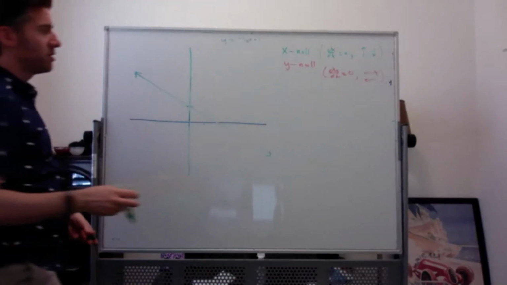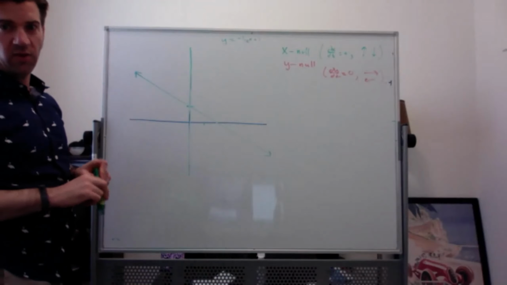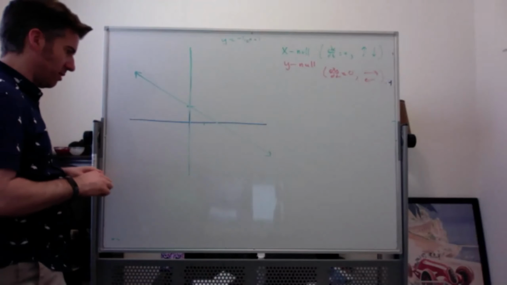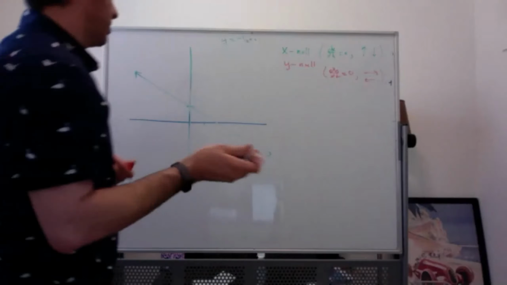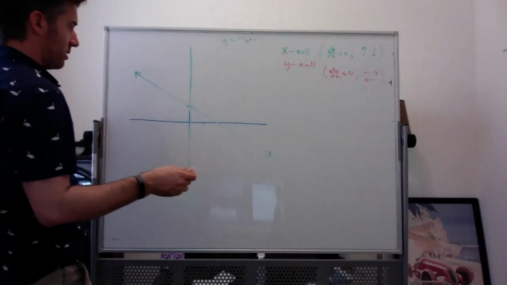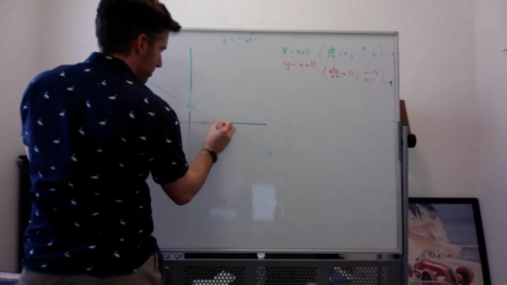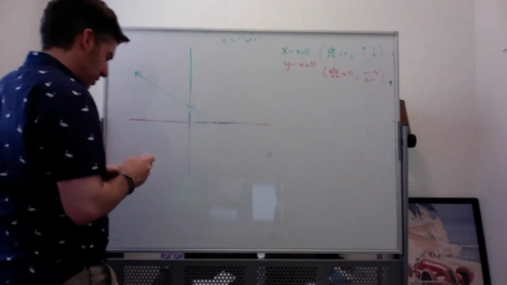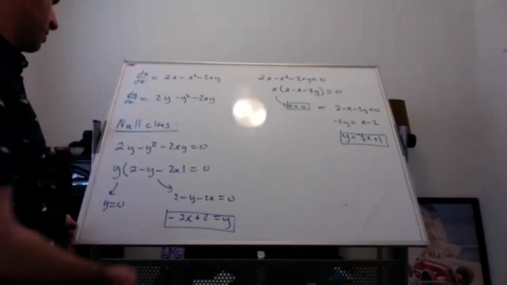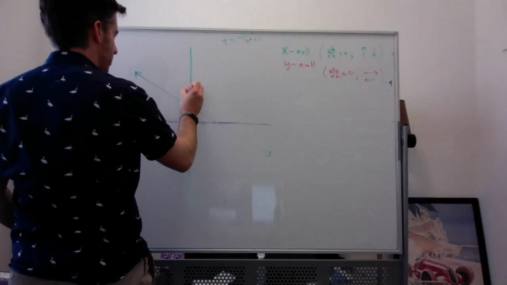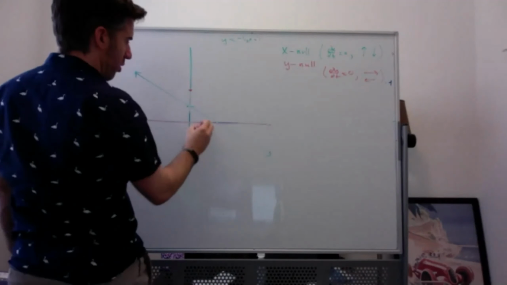And along both of these lines, we know that our arrows are going to be vertical. We don't know if they're up or down yet because we haven't plugged anything in yet, but we'll see that in a minute. Similarly, we know by symmetry that the y-nullclines are y equal to 0 and y equal to -2x plus 2. So it's got a y-intercept of 2 and an x-intercept of 1.